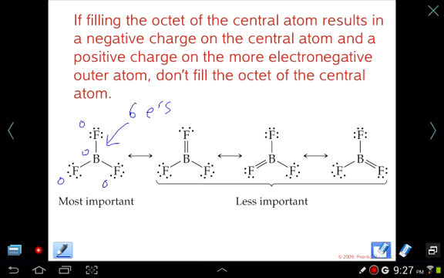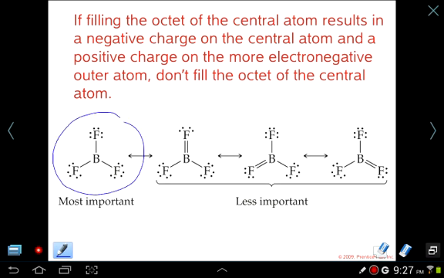So this is one of those cases in which the less than an octet actually gives us the more important structure, is the idea. And very often this happens with boron. Boron really is the element that shows this sort of exception the most. So let boron tip you off to that. Anytime you see boron in a molecule, think of less than an octet.